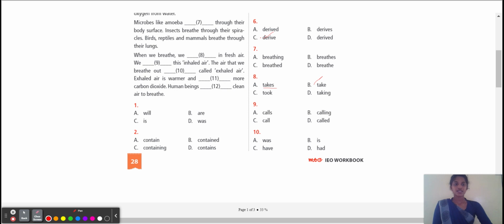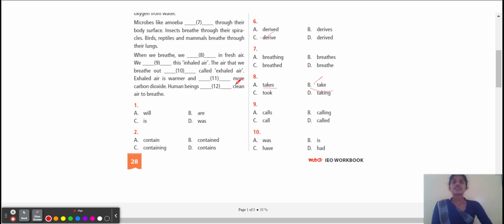It is pronounced as an amoeba. You cannot pronounce it as a amoeba. So you can properly pronounce it as an amoeba. So here the correct option is takes. Why? Because amoeba is a single thing, so takes is the correct answer.